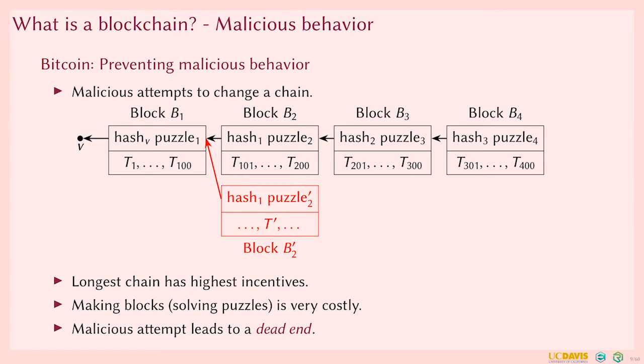Bitcoin prevents this by requiring each block that is made to also solve a puzzle, and this puzzle is really costly to solve. All good participants are, at the same time as the attacker, also solving puzzles, but for the longest chain. So the attacker really needs to control a lot of the participants to be able to make a longer chain himself. In practice, we typically just see that a malicious attempt to change a block will just lead to a dead end. In this way, Bitcoin really prevents malicious behavior that wants to change the chain.